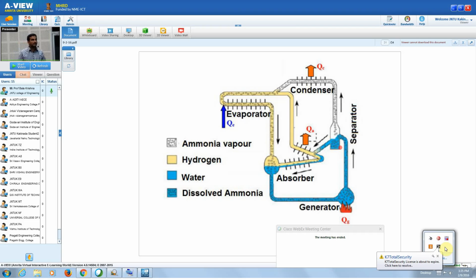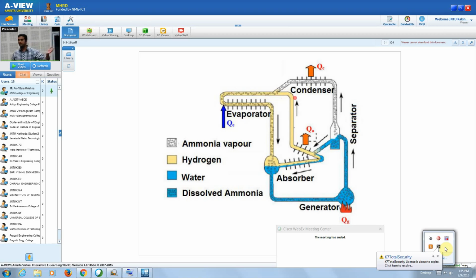In the evaporator, from the absorber, the hydrogen gets mixed there, and the partial pressure of the ammonia gets reduced, because a greater amount of hydrogen is present in the evaporator. Because of this partial pressure difference, the refrigeration effect is produced in the evaporator, and from there both the ammonia as well as hydrogen come and mix in the absorber. In the absorber, it is mixed with water, the ammonia is again dissolved in the water, and the hydrogen goes back into the evaporator. This is the complete cycle.